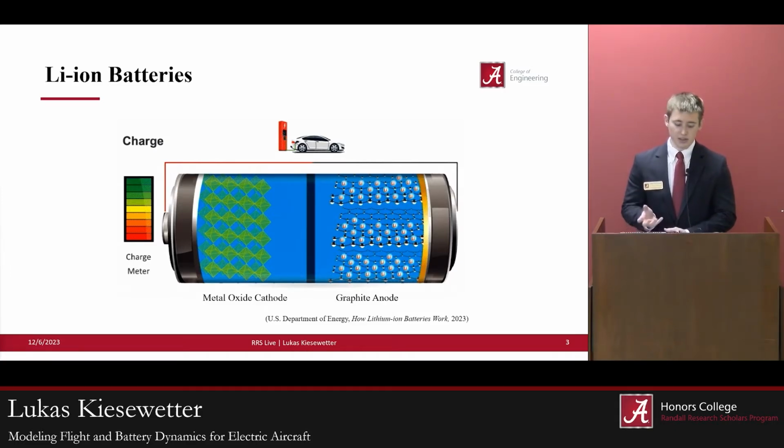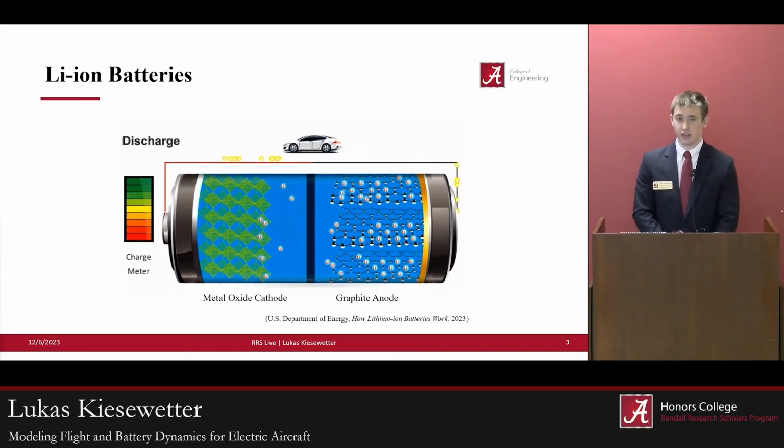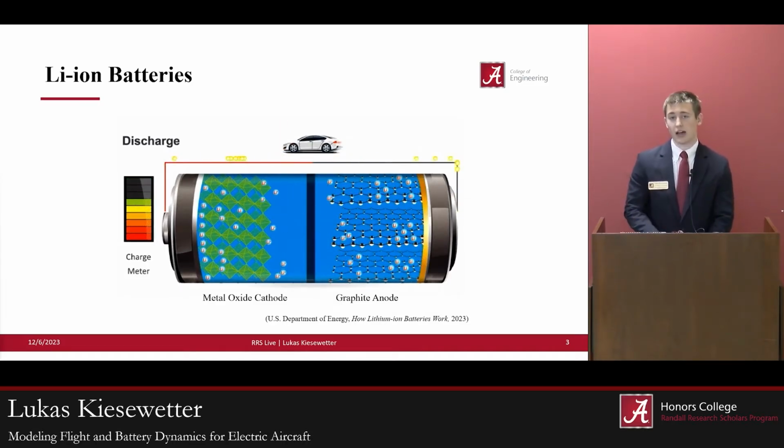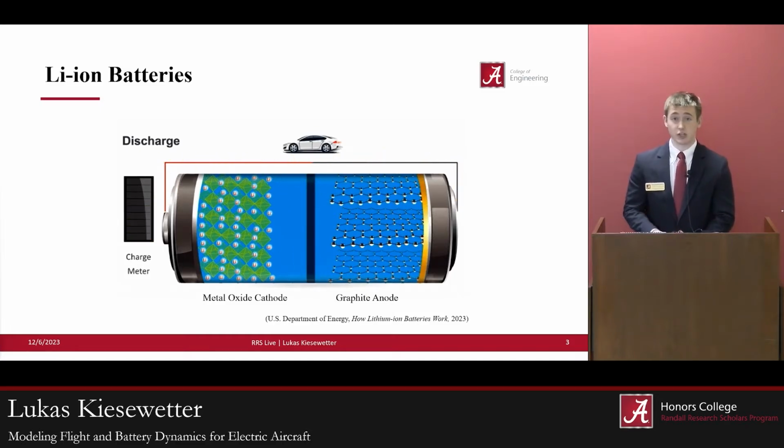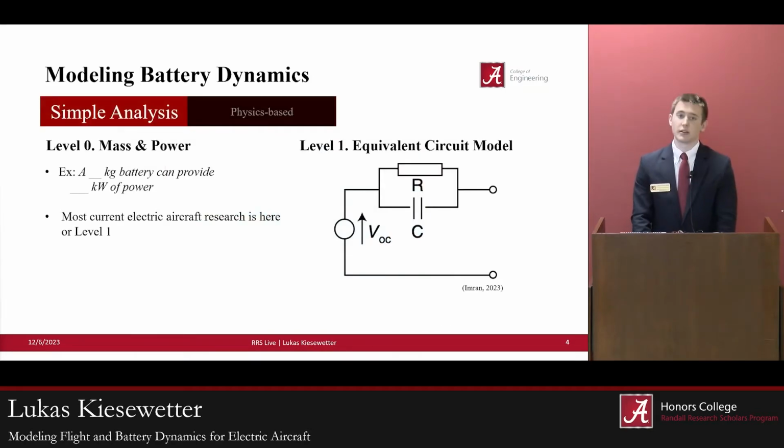Now, when this happens, the metal oxide is electronegative. That means it wants its electrons back. So as soon as you open a pathway for the electrons to return to the other side, they will go through the external circuit and the lithium will go along with it. This is where you actually extract the power of the battery and use it to power something such as an aircraft.